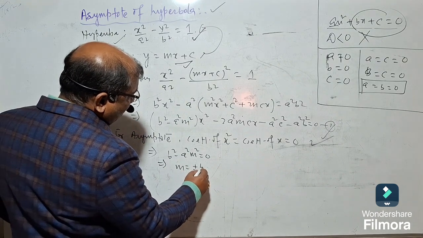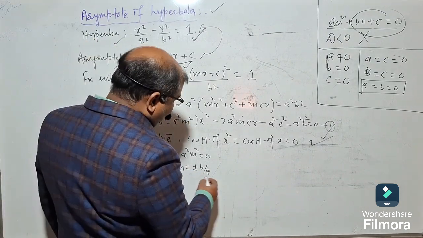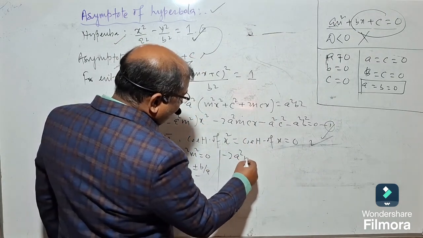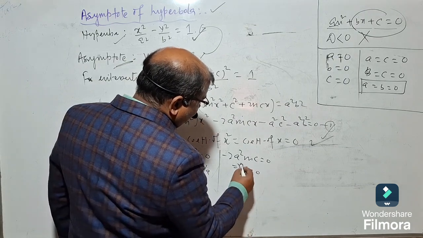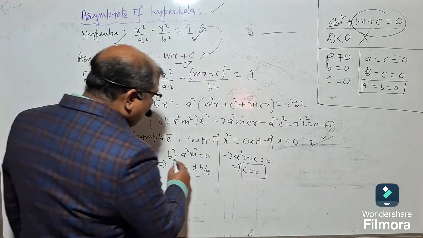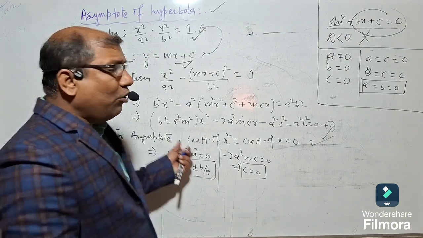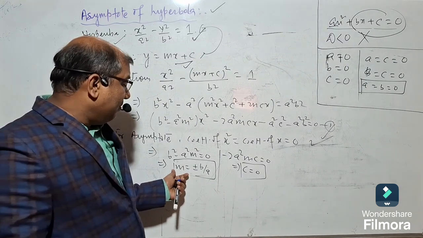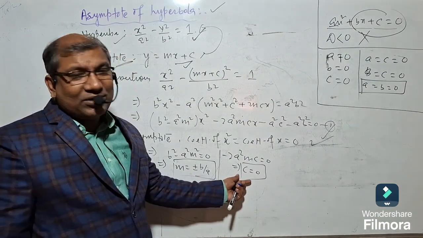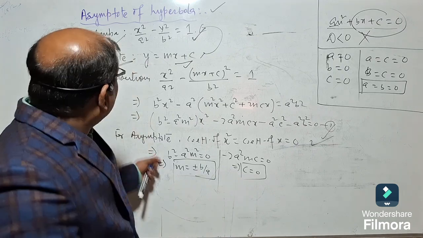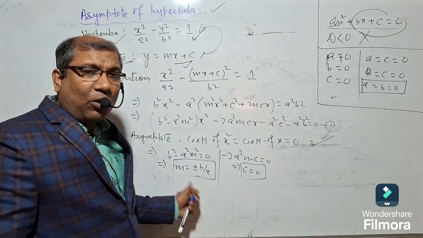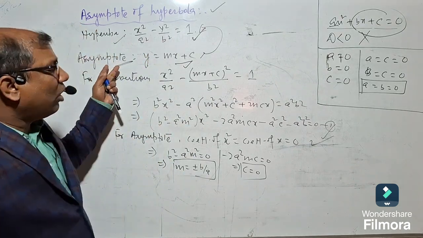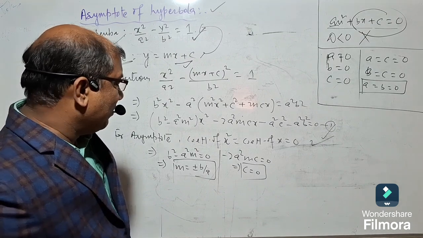and this implies m is equal to plus minus b upon a. And putting the value of m in the second part, that is minus 2a square mc equal to 0, implies c is equal to 0. So we can say that the slope of the asymptotes of the hyperbola x square upon a square minus y square upon b square equal to 1 will be plus minus b by a, and the constant term will be 0. That means the asymptote will always pass through the origin, and the origin is the center of the hyperbola, so we can say that the asymptote always passes through the center of the hyperbola.